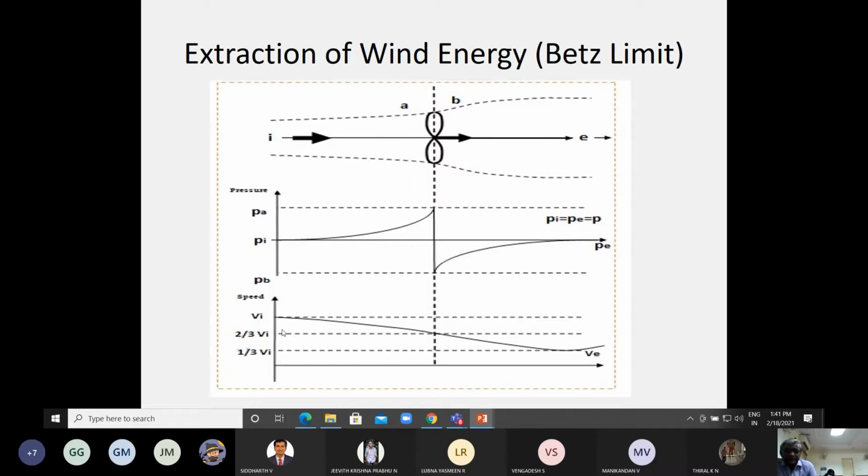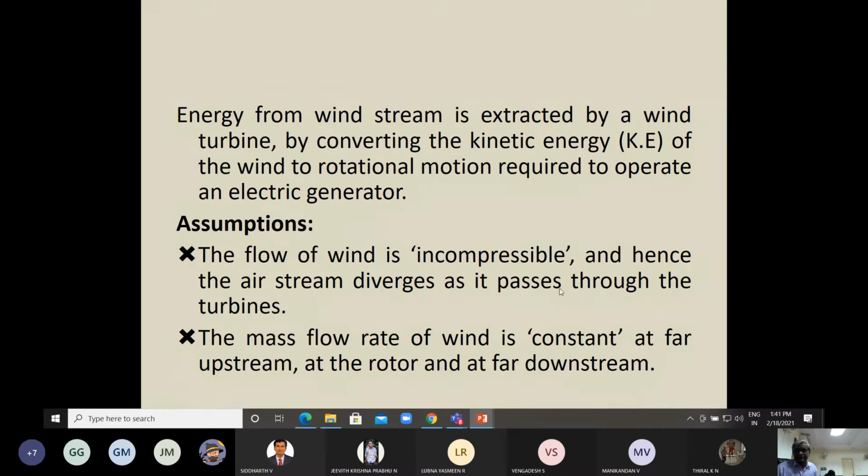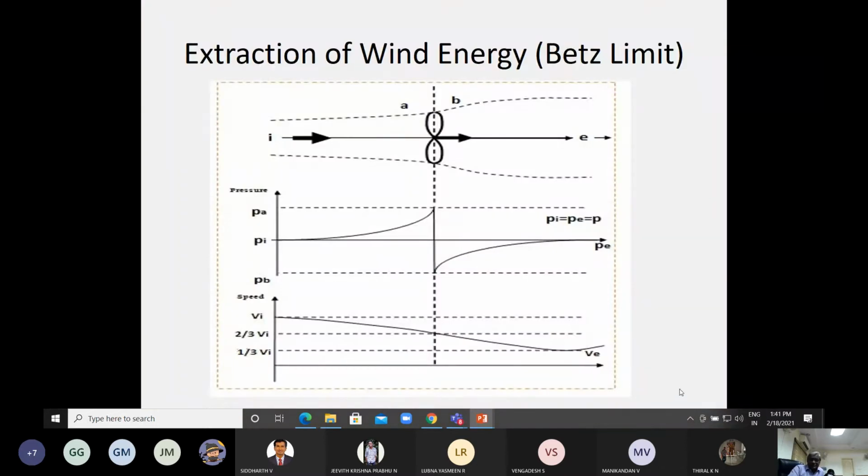With regard to the velocity, that is Vi. Initially the velocity is there, then towards the rotor it goes down, and further down at the exit. This is V suffix I, the velocity at the inlet, and V suffix E, the velocity at the exit. At the rotor point it is about 2/3 of Vi, and at the exit it is 1/3 of Vi.